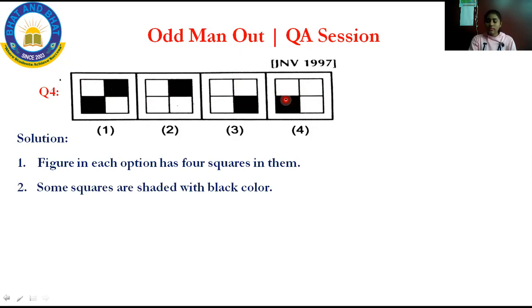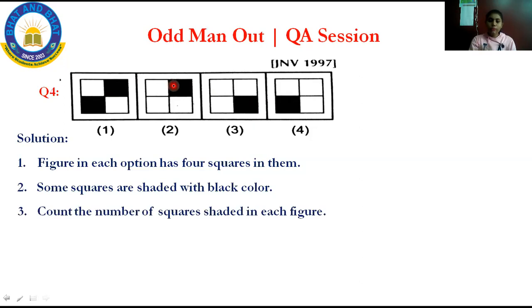Some squares are shaded with black. Can you see here? Now what we have to do is count the number of shaded squares. In the first figure there are 2 shaded black parts. Can you see here, in the first figure, 2 shaded parts?